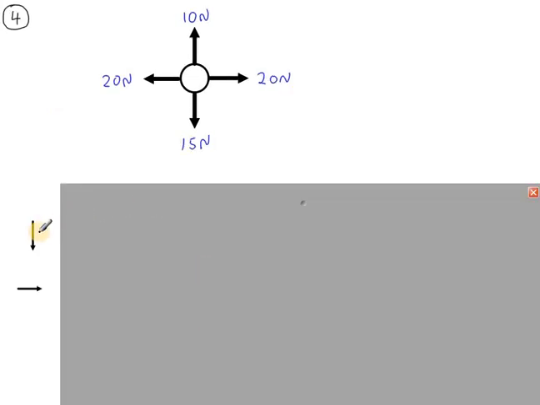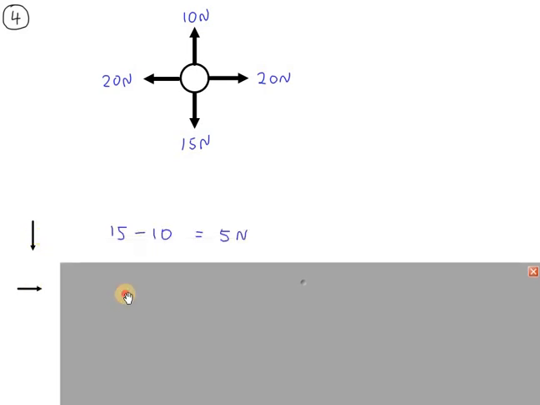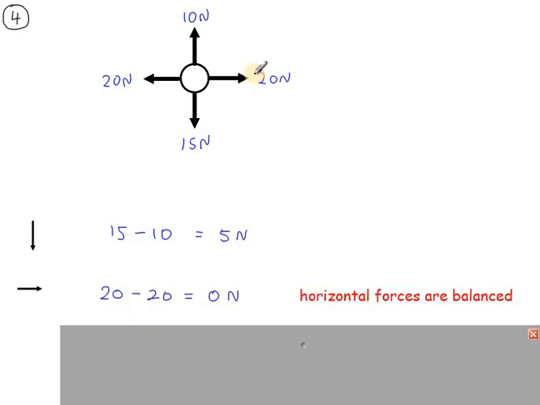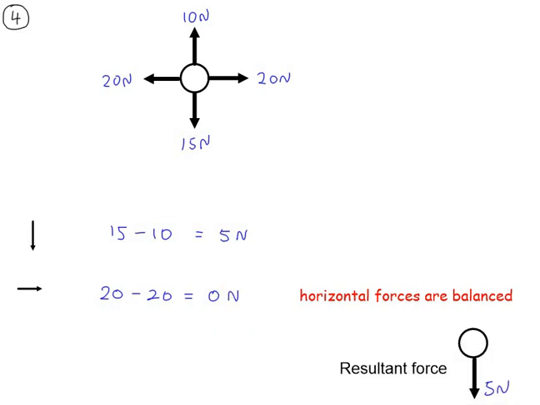Example 4, I'm taking the downwards direction as positive when I'm resolving forces vertically, and I'm taking the direction to the right as positive when resolving forces horizontally. So resolving vertically, resolving horizontally. So I have 15 minus 10, 5 newtons, and I have 20 minus 20, 0 newtons. So we have a resultant force, it's 5 newtons downwards.